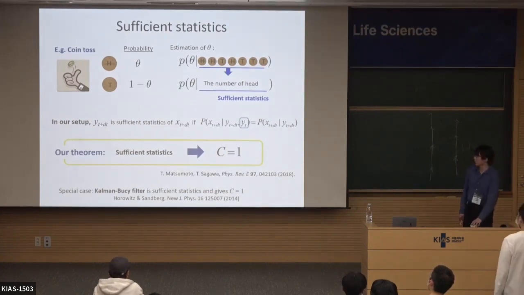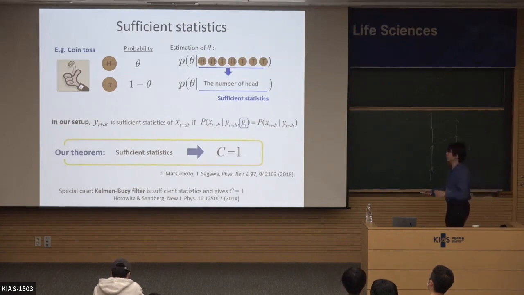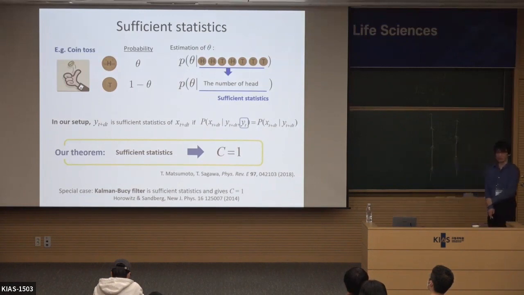When C is equal to 1, then can you say that the information contains the sufficient statistics? Yeah. So in that case, the latest outcome has the perfect information about the past. You can see some explicit calculation in this Horowitz Sandberg paper.